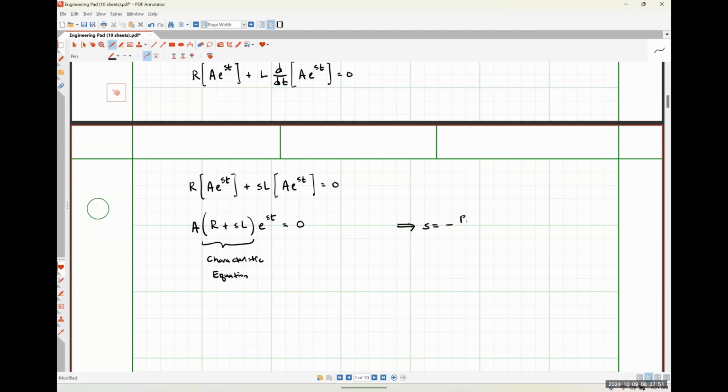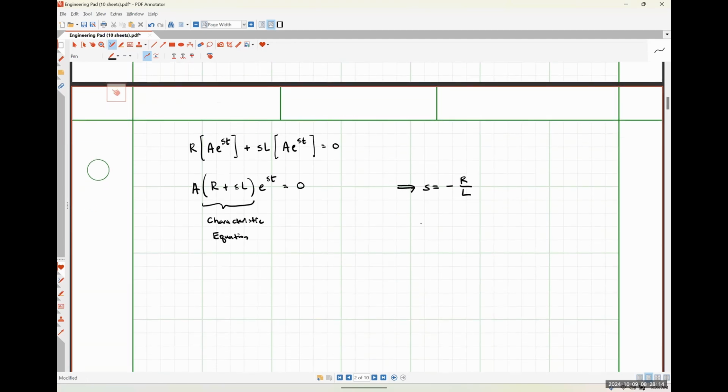Negative R over L. Absolutely right. So that is the natural frequency of our system, okay? And it unsurprisingly depends on the values of the components that we use in our system, because it wouldn't make any sense whatsoever for our response to not depend on what components we're using, okay?